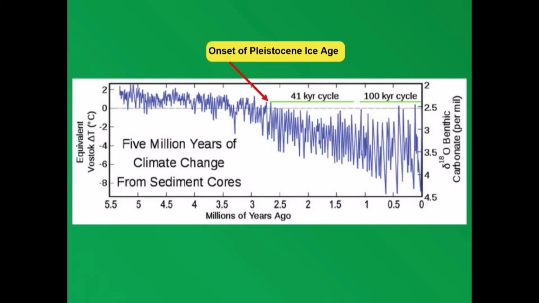Here's the last 5.5 million years as the climate descended into the Pleistocene Ice Age, which is arbitrarily designated at 2.6 million years ago. Note how many cycles there have been in the Pleistocene. People are fooled into thinking that the end of the most recent major glaciation, glacial advance, was the end of the Ice Age. The Ice Age has had over 40 of those.